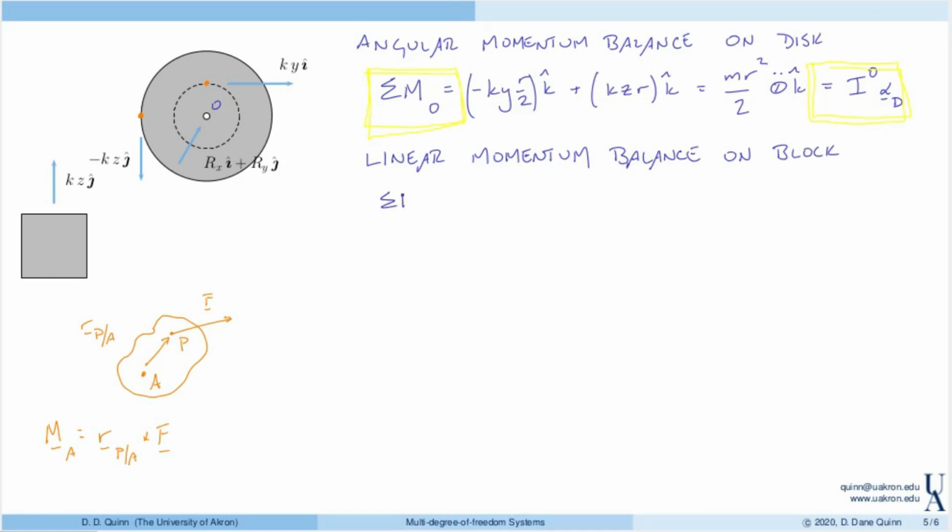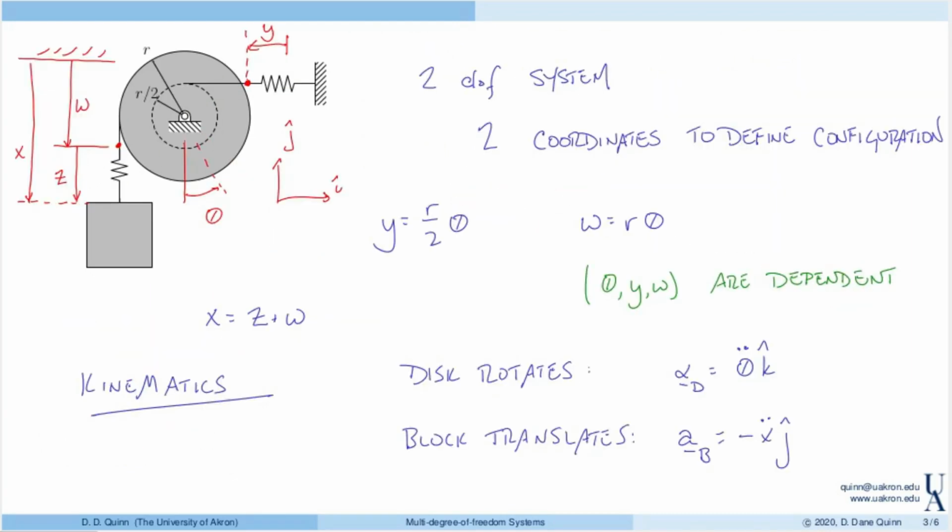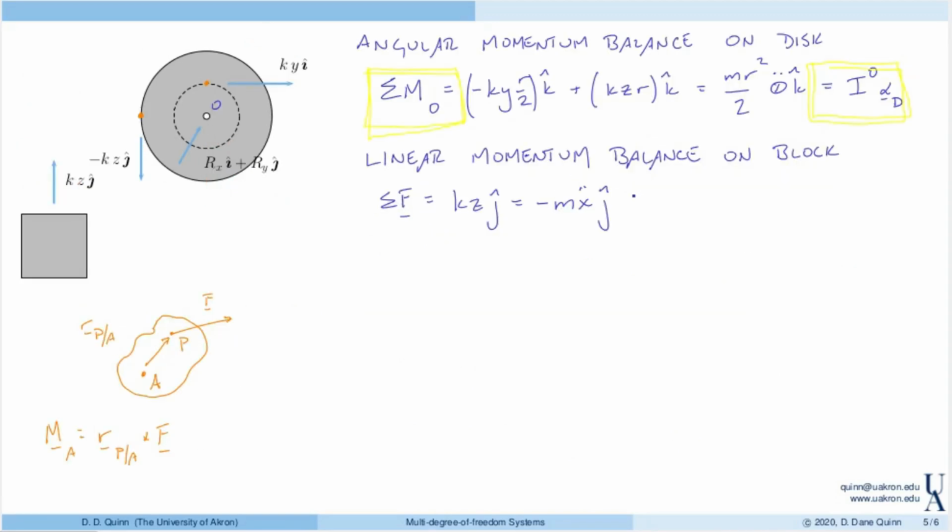Right, so that's going to be the sum of the forces here on the block. Well, there's just one force. We've neglected gravity. So we have kz in the j direction equals the mass times acceleration. So that's minus m x double dot in the j direction. And remember we did the kinematics here, and the acceleration of the block was minus x double dot. So that's the mass of the block times the acceleration of the block. So again, that's the sum of the forces equals mass times acceleration.